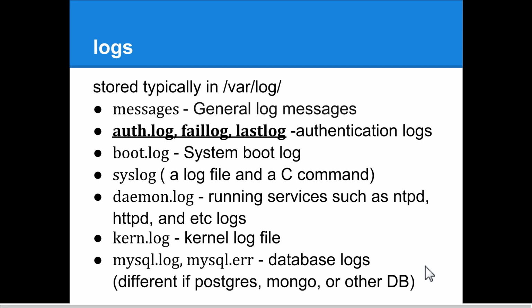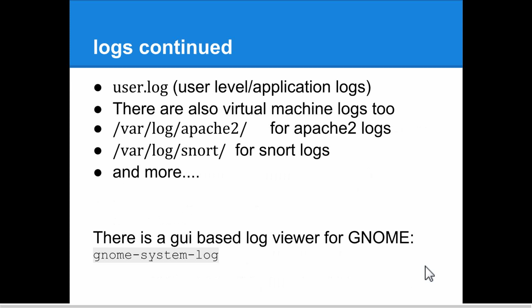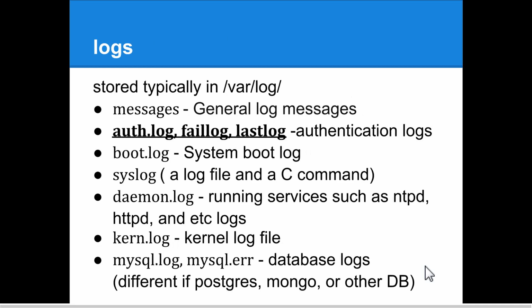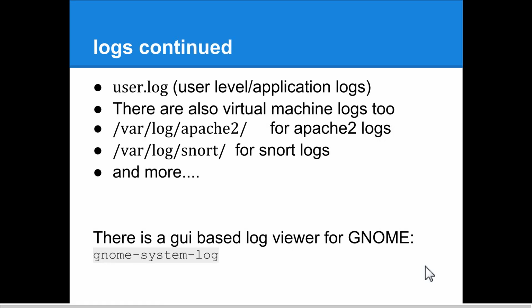Boot log has all the errors and log messages from a boot process. Syslog can be written to by various things. Firewalls, such as iptables, can write here. Daemon log has all the logs for running services, the running daemon services. Kernel log has any kernel errors or log messages, and so on and so on. It gets pretty straightforward past that point. They are usually all stored in /var/log, and that's important.